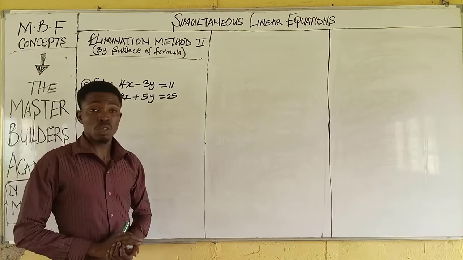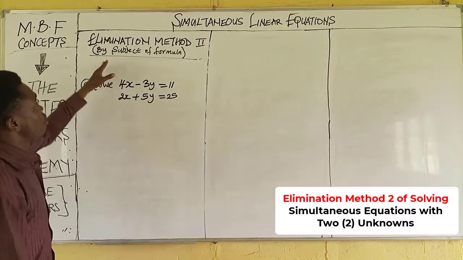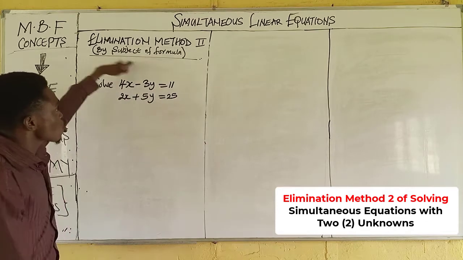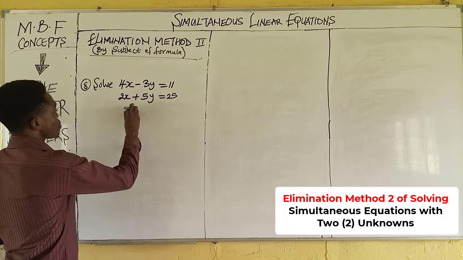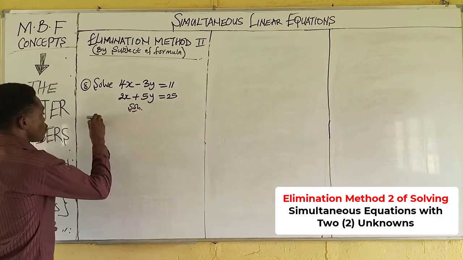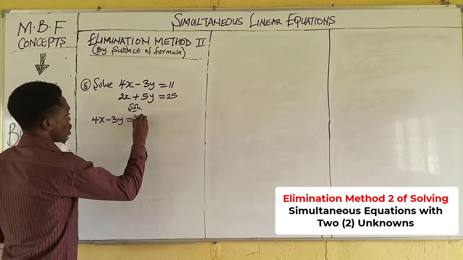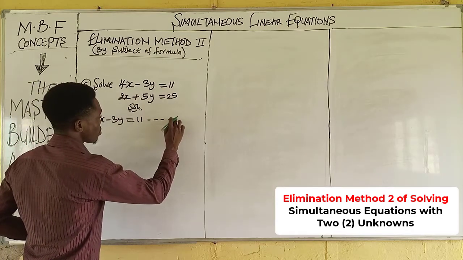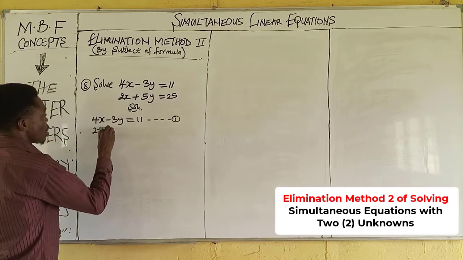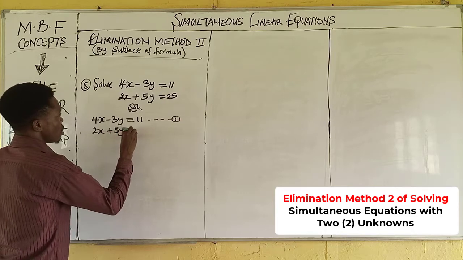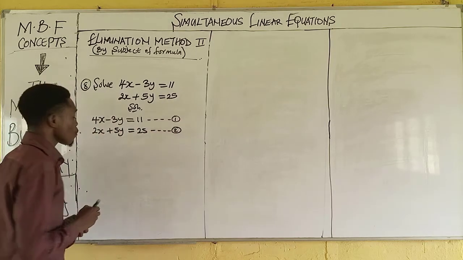Now guys, we have question number 8 on the board, which happens to be question number 2 under elimination method 2 by subject of formula. Now, what do we do here? We are asked to solve 4x minus 3y is equal to 11, which we can label as equation 1. Then also we have 2x plus 5y is equal to 25, which we can label as equation 2.